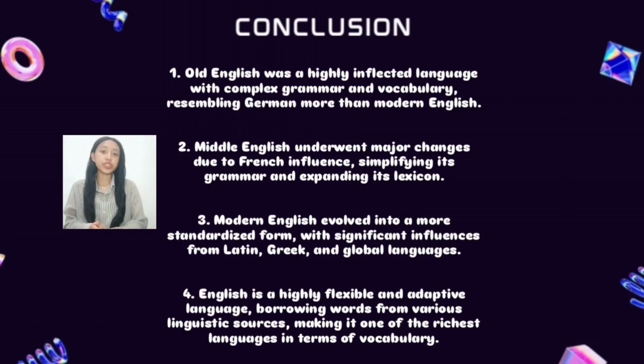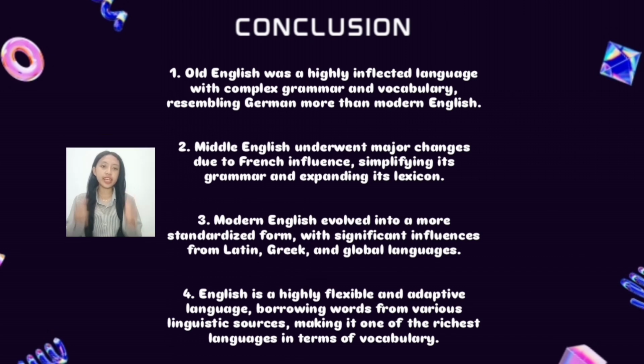The conclusion is, first, Old English was a highly inflected language with complex grammar and vocabulary, resembling German more than modern English. The second is Middle English underwent major change due to French influence, simplifying its grammar and expanding its lexicon.